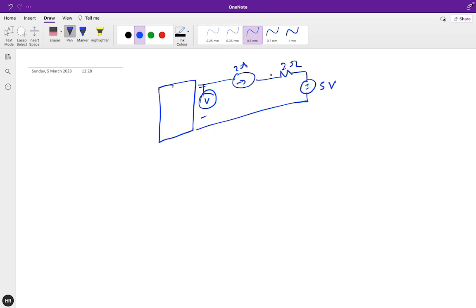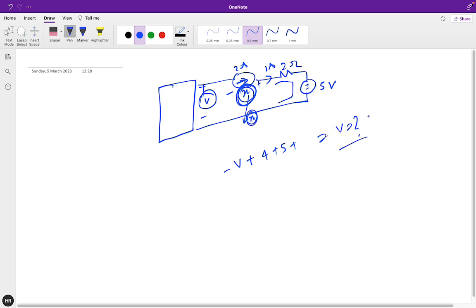See, we know the branch current, that is 2 ampere flowing in this. So we can apply KVL: minus V plus 2 into 2, 4, plus 5. But we don't know the potential of this particular X. This is an ammeter, so it will also have some voltage drop. This voltage drop we don't know, so we cannot calculate the value of V. So the answer will be D, none of the above. This was a GATE 1997 question.